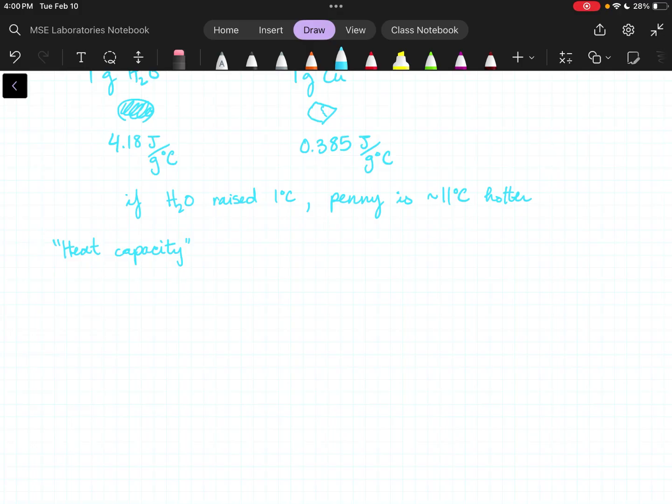Heat capacity is called an extensive property. Have you heard that language before? No. That means that it is not material specific, that it is sample specific.